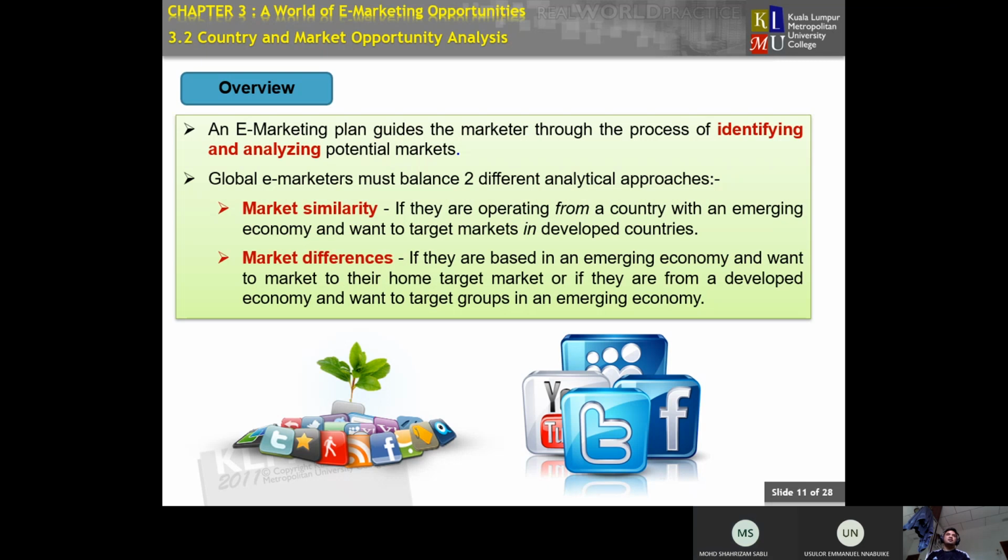Okay. For market differences, you have a rare product that developed countries don't have. For instance, durian. We don't have durian in developed countries. In England, for example, they don't have durian. In the US also, they don't have durian. So this is what we call market differences.